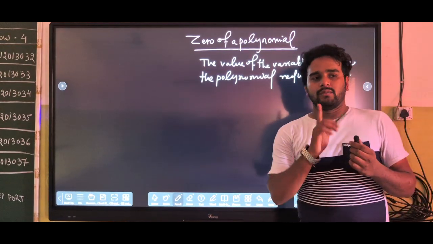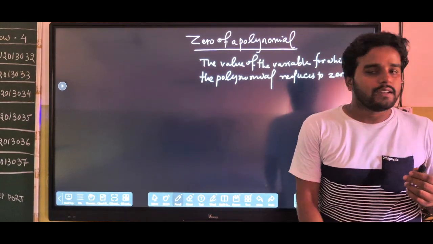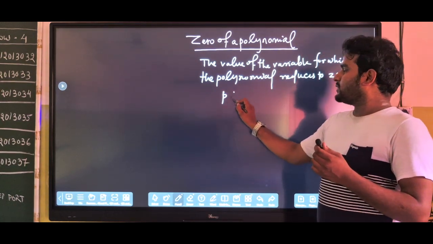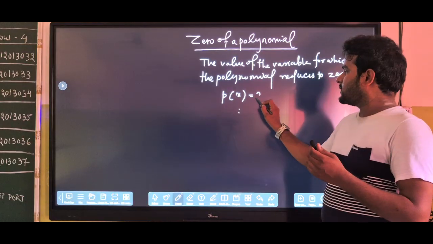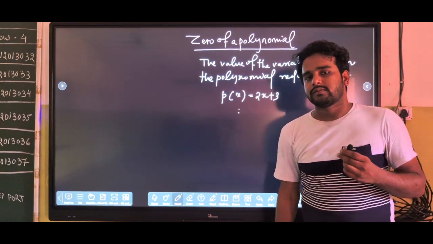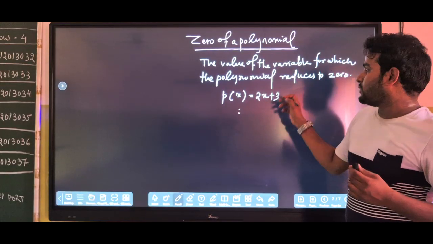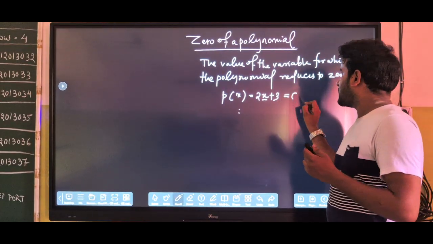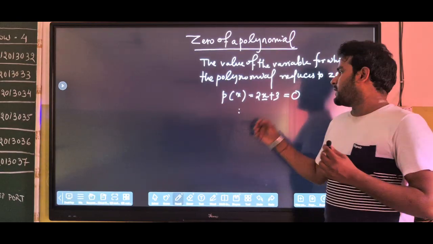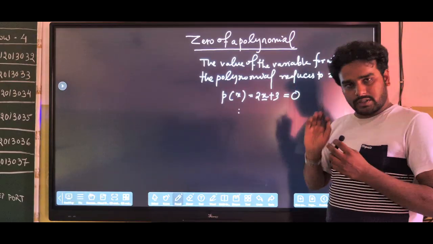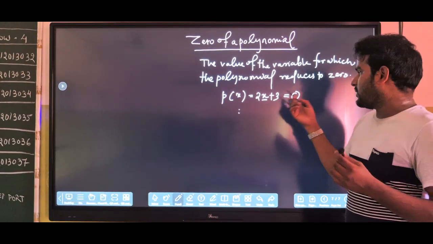The value of the variable for which the polynomial reduces to zero. Okay, it means what? Let us take one example. Suppose I have written the polynomial 2x plus 3. What is the variable here? X. So what should be put in the place of x such that this polynomial becomes 0? Okay, so let us solve it.